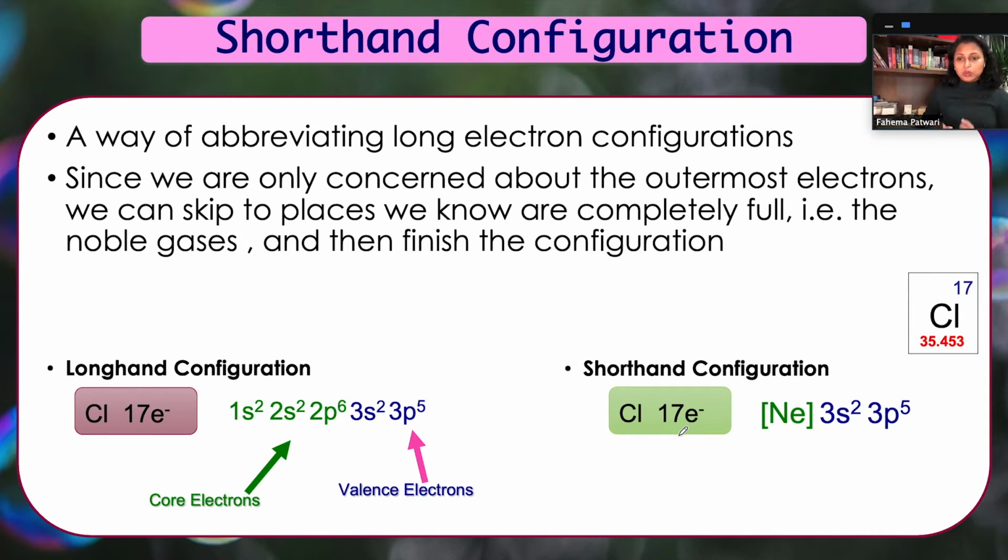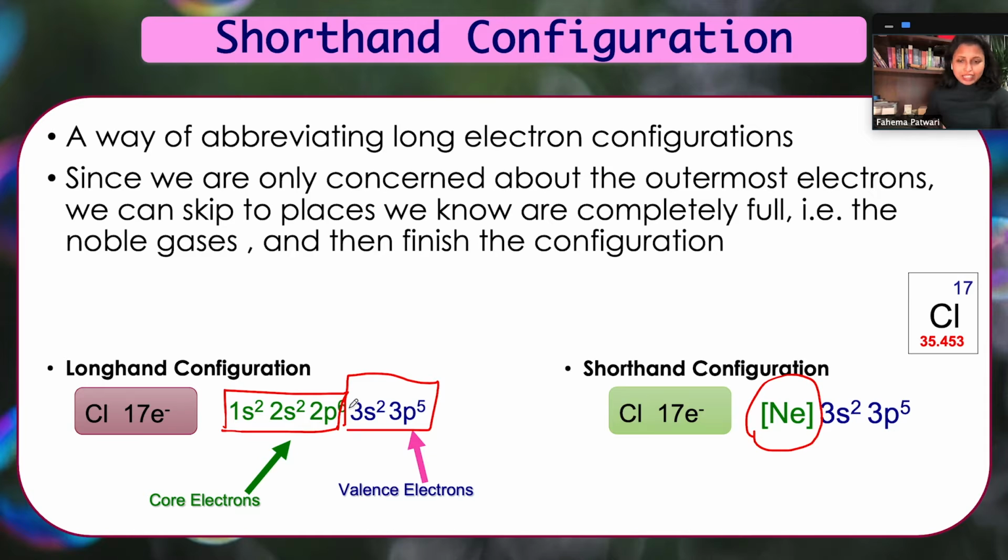So how do we do that? We take this longhand configuration, right? We look at the valence electrons. We're going to make sure to write those. And then we see the core electrons, right? Core meaning on the inside, valence meaning on the outside. These core electrons match the electron configuration for another element. So instead of writing all of this out, we see what that other element is, and we just write that in brackets instead.